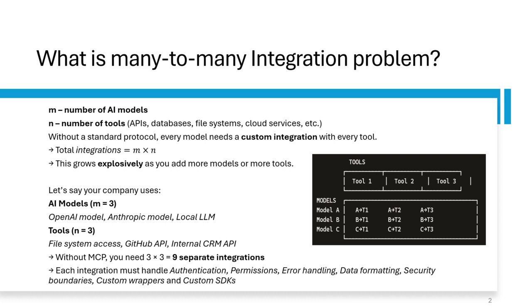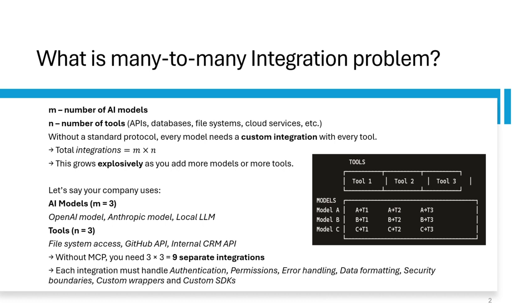So let's say you work for a company and the company is using three different AI models. There's one OpenAI, there's one Anthropic, and then there's one local LLM. Let's assume that each of these models needs to interact with three different tools: the file system, the GitHub API, and let's also say it has to access data from the local CRM API. Without MCP, you're essentially talking about 9 different separate integrations, one for each combination.